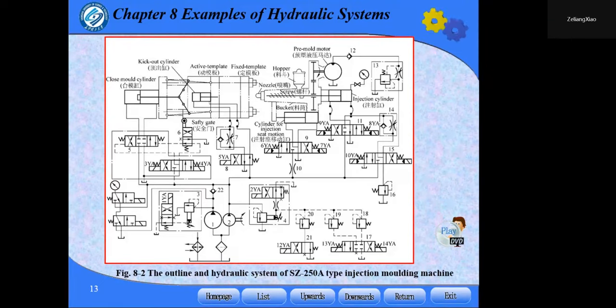The 18th process, injection seat withdrawal. Upholding the pressure, the injection seat withdraws. Pump 1 is unloaded and the oil from pump 2 drives the injection seat withdrawing. And for the open the mold chamber process, the mold chamber experiences 2 stages.